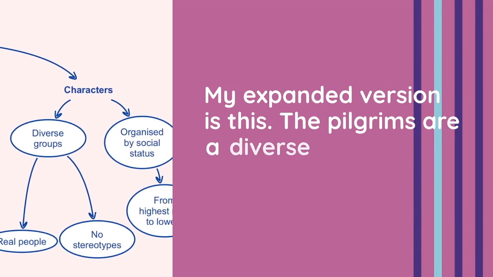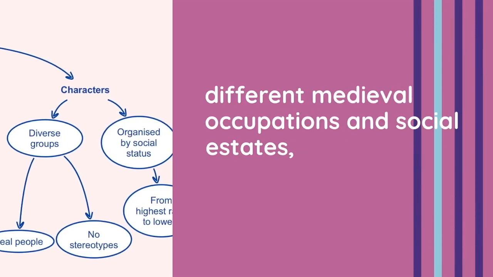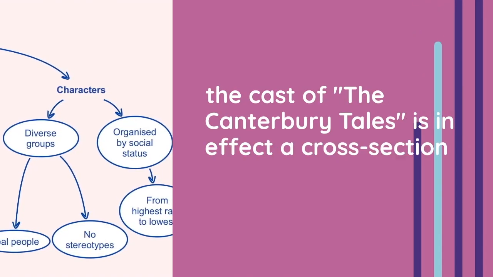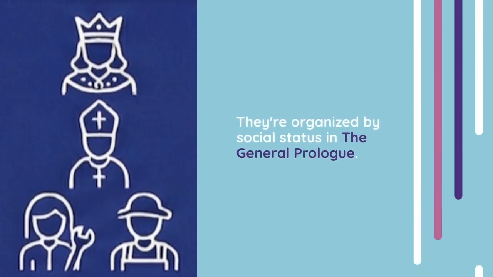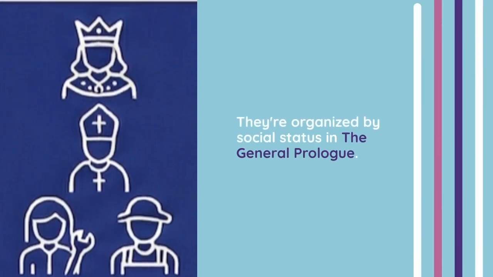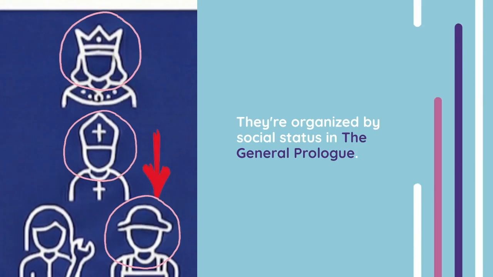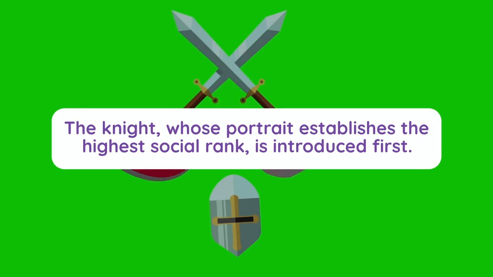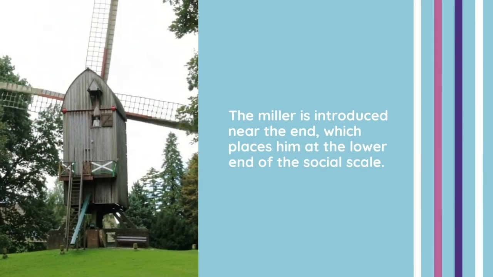The pilgrims are a diverse group from different medieval occupations and social estates, which means the cast of the Canterbury Tales is, in effect, a cross-section of medieval English society. They're organized by social status in the General Prologue, from the nobility and clergy at the top, down through merchants and craftsmen to manual labourers. The knight, whose portrait establishes the highest social rank, is introduced first. The miller is introduced near the end, which places him at the lower end of the social scale.